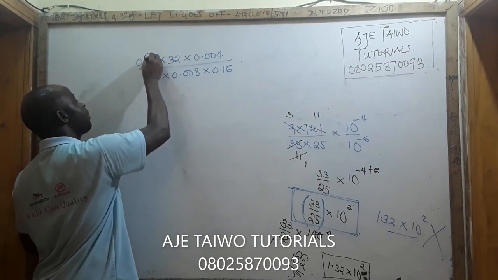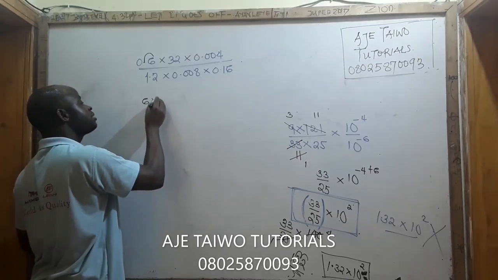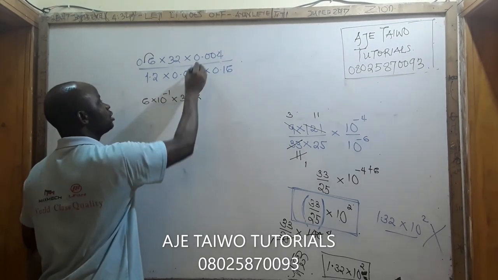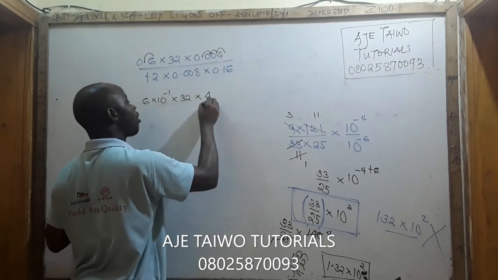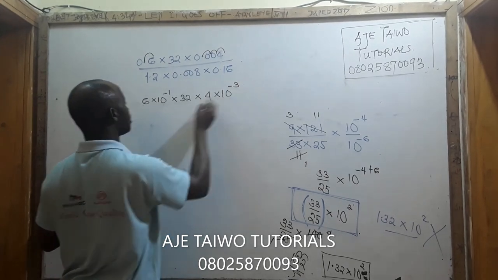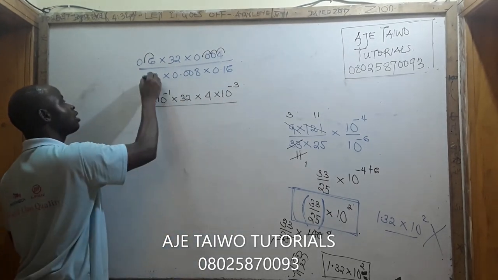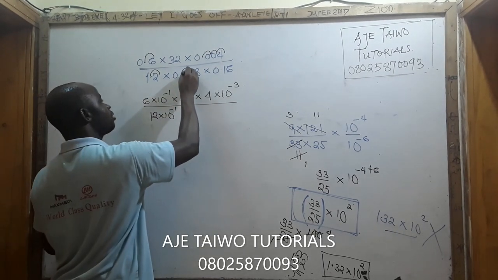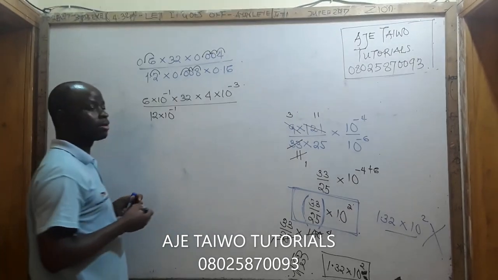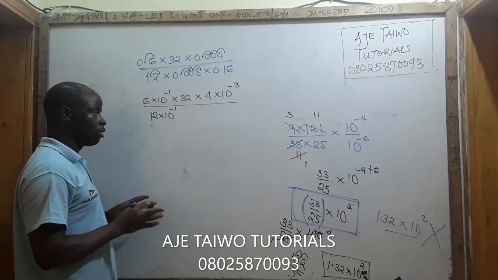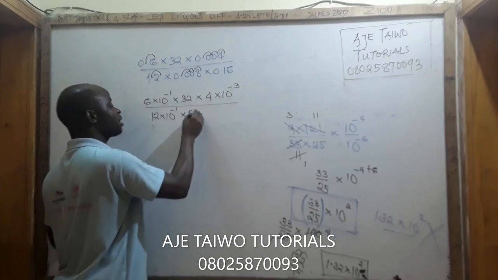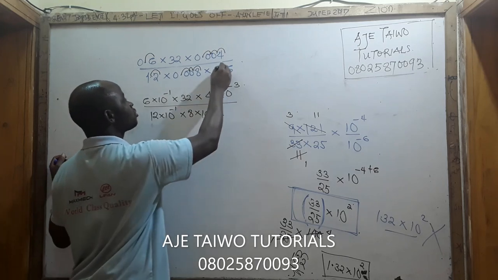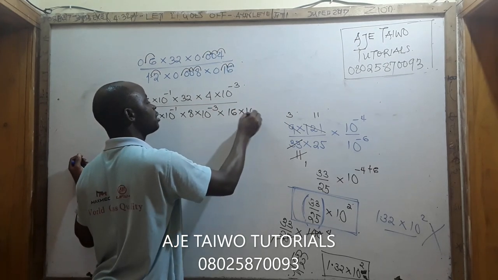This will be, when you look up, 6 times 10 raised to power minus 1. This is 32. This is 4 times 10 to the minus 3. All over, this is 12 times 10 to the minus 1. Don't worry, just hold on. This was 8 times 10 to the minus 3. This is 16 times 10 to the minus 2.